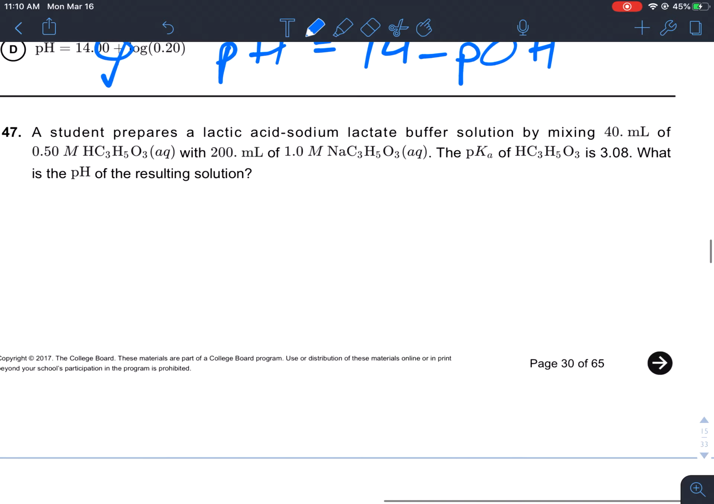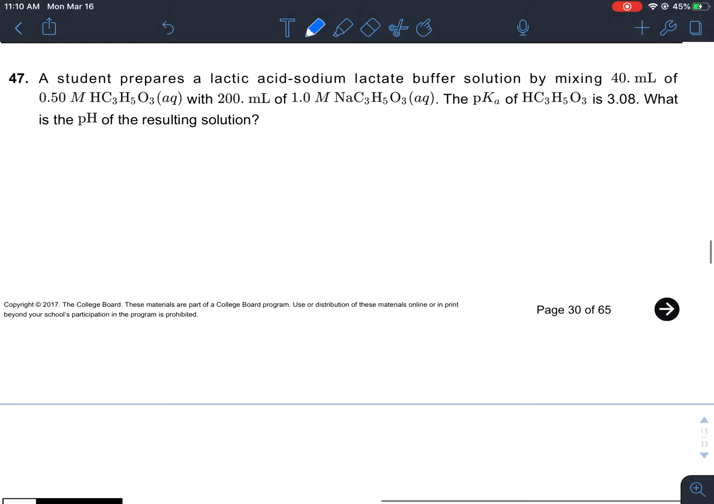A student prepares a lactic acid sodium lactate buffer solution by mixing 40 milliliters of 0.5 M lactic acid with 200 milliliters of 1.0 M sodium lactate. I don't even know what that is, sodium lactate. The pKa of that is 3.08. What is the resulting pH? Okay, so look, which one do I have more of? I have more of this than of that, okay? Because I have 200 milliliters of 1 instead of 40 milliliters of 0.5, right?